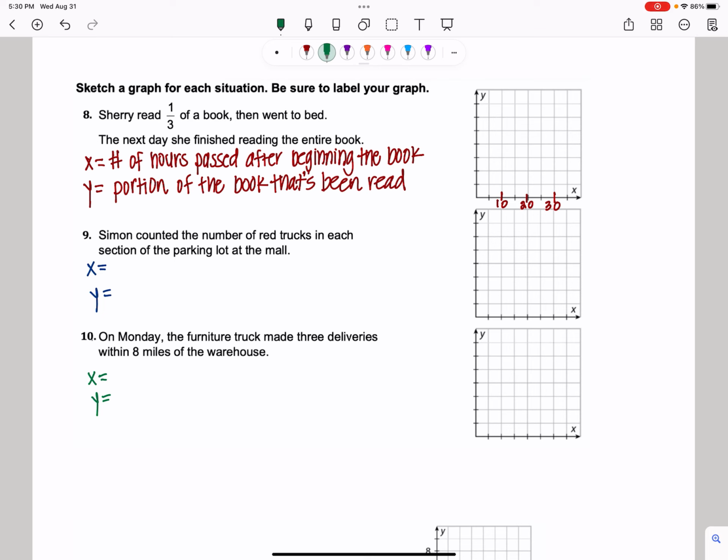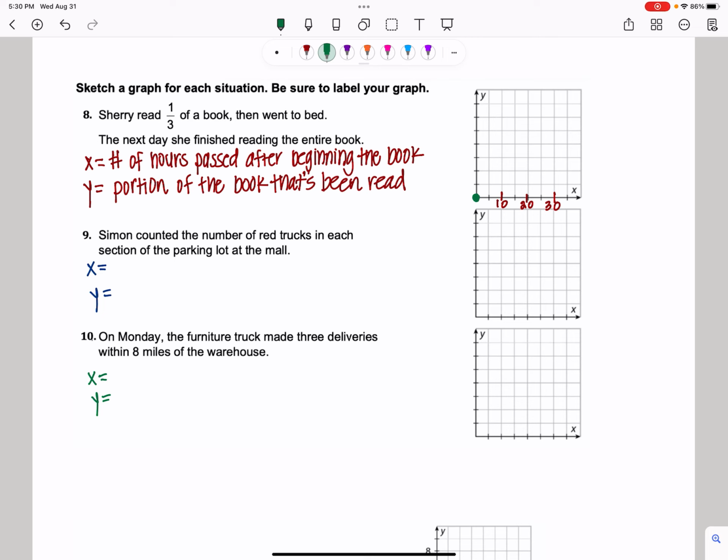Okay, when time is 0, she hasn't read any of the book. And then she starts reading the book, and she's going to read 1/3 of the book. So I'm going to say, you know what, this was one of those really good books. It wasn't super duper long, but it took quite a bit of time. So she started reading the book, and maybe 10 hours later, she got through 1/3 of the book.